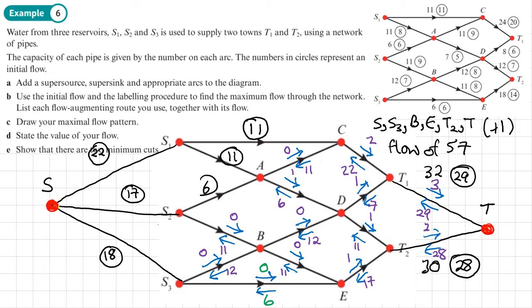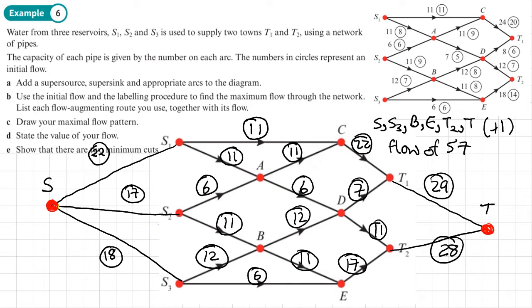Okay, and then part D, state the value of your flow. We only need to state it, we've written that already, so that's 57.